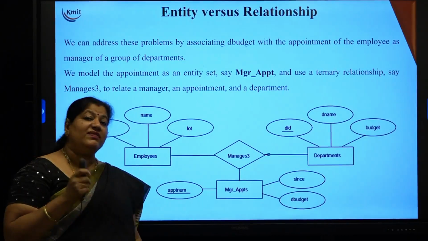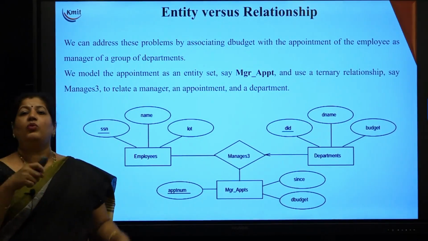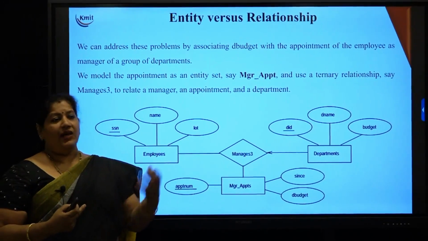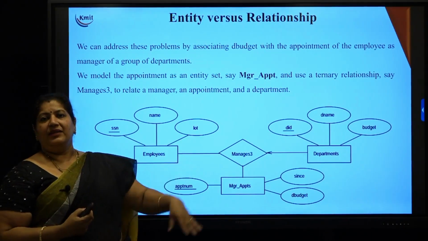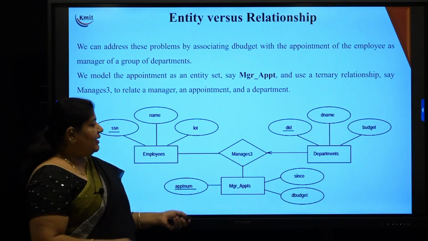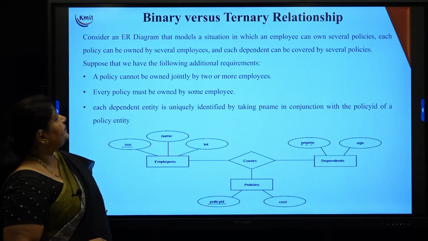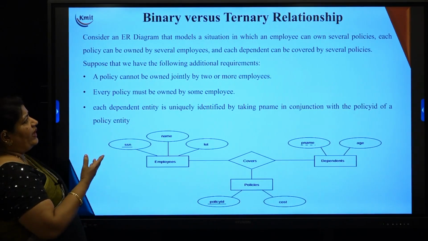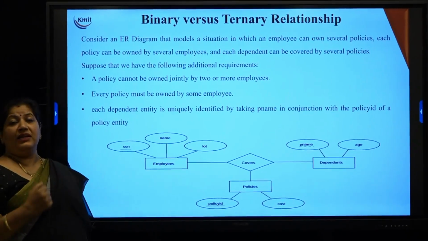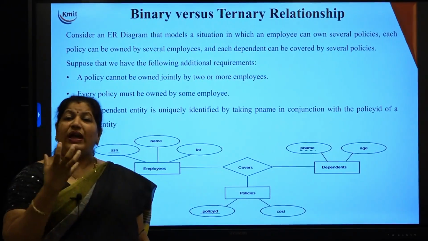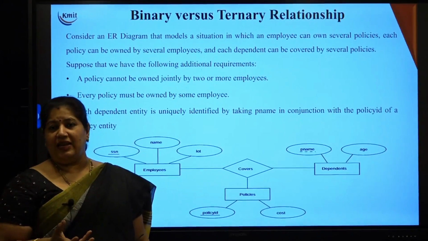So, based on the situation and on what we intend from that data, the design will change. Coming to the next one, binary versus ternary relationship. Now, when do I implement a ternary relationship?